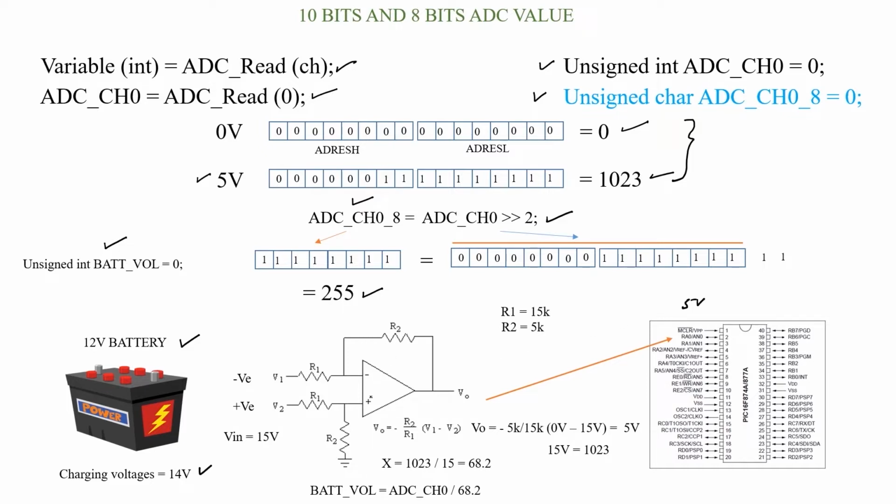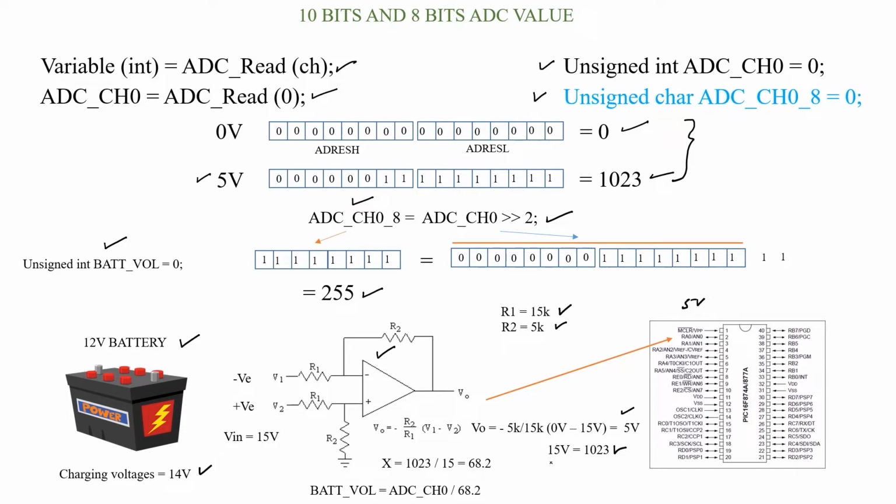We'll use an operational amplifier circuit, a difference amplifier, to convert these 15 volts into 5 volt. As you know, the output of a differential amplifier equals minus R2 divided by R1 times V1 minus V2. So if we select the value of R1 as 15K and R2 as 5K, and place these values into the formula, we'll get the result that if the difference between these two voltages, V1 and V2, is 15 volt, then the output of the amplifier will be 5 volt, and it will be equal to 1023 as a digital number.